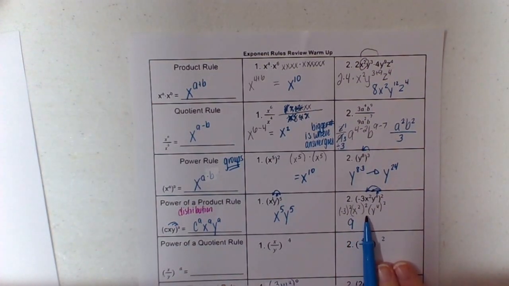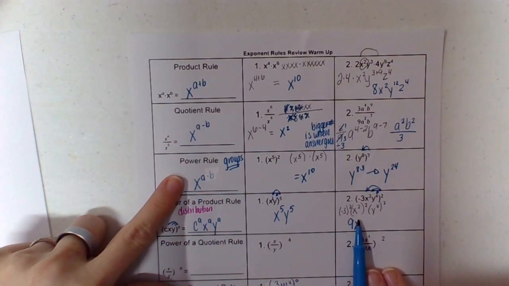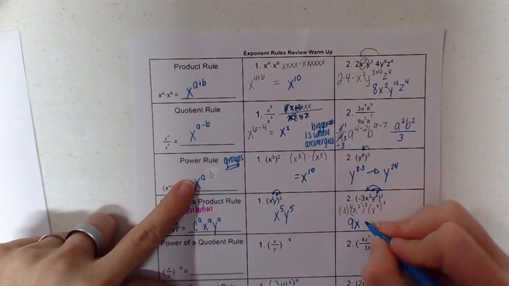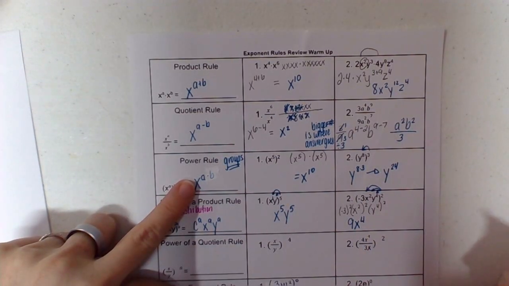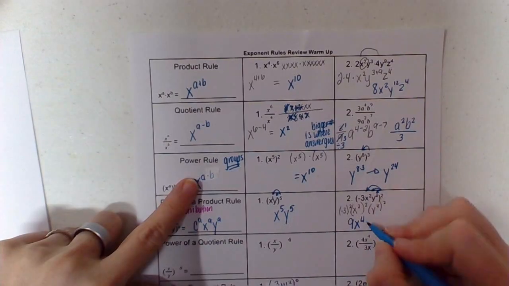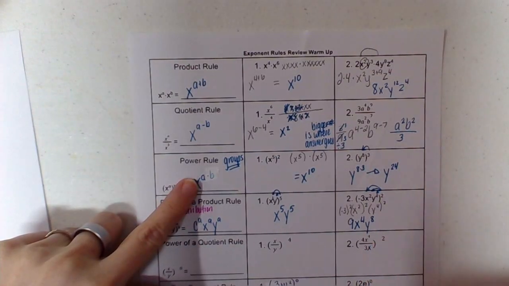X squared is two groups of x squared. So we're going to use the power rule once we break it down. We've got a times b, so 2 times 2. Two groups of 2 is 4. Same with y's. I have two groups of 4. Gives me y to the 8th.